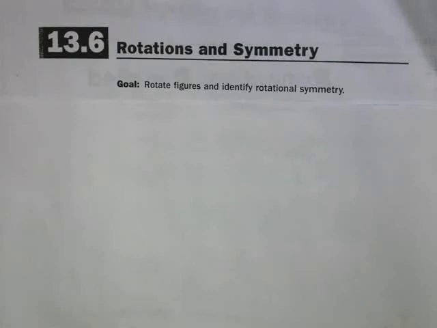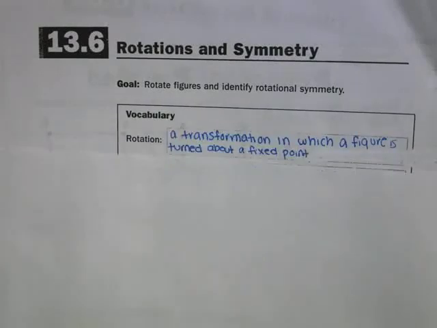All right, this is 13.6, rotations and symmetry, and we have vocab just like we've had this whole time here, so let's make sure that you're good on these vocab terms. Make sure you're noting that this is a rotation, not a reflection like last time. A rotation is a transformation in which a figure is turned about a fixed point, so you're turning it. Rotation would be turn, another good way to describe it. Remember, pause the video when you need to get the terms down on your paper.